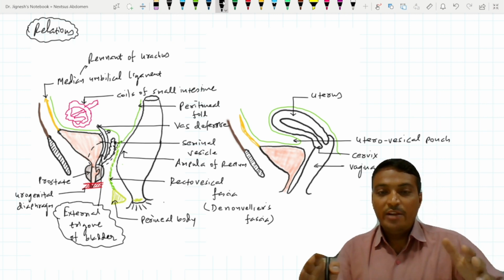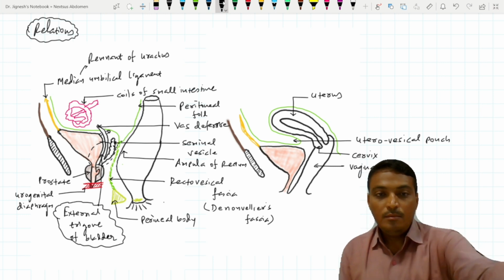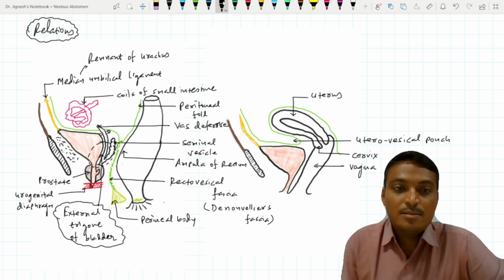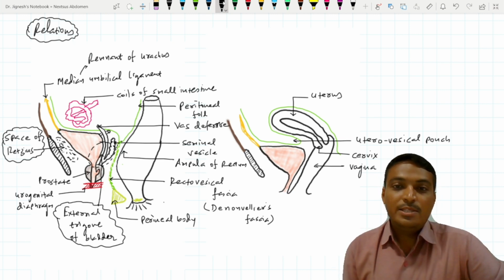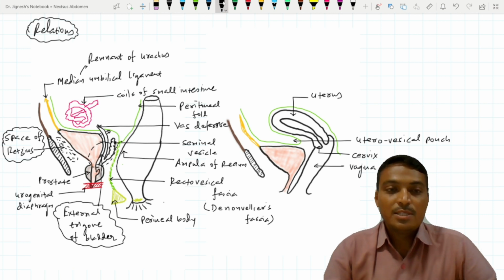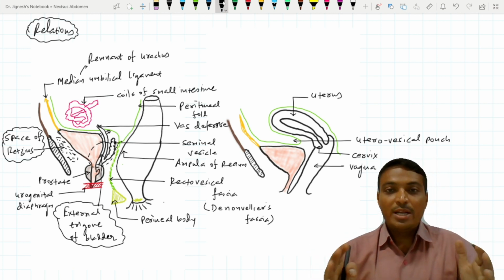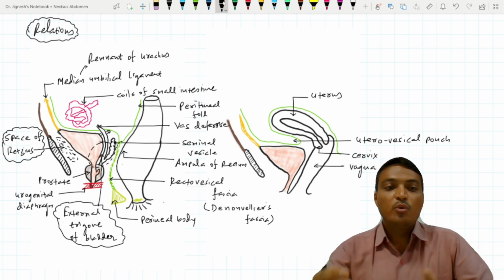Now let's move on to the inferolateral relations of the urinary bladder. When we see the inferolateral surfaces, the space between the pubic symphysis and the inferolateral surface is called the space of Retzius. Let's see a brief introduction to the space of Retzius. It is the empty space situated between the pelvic wall and the inferolateral surface of the urinary bladder.